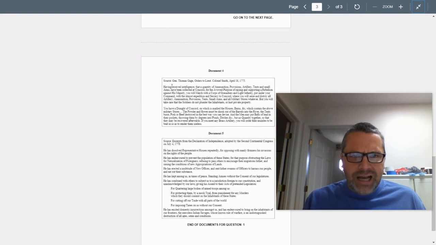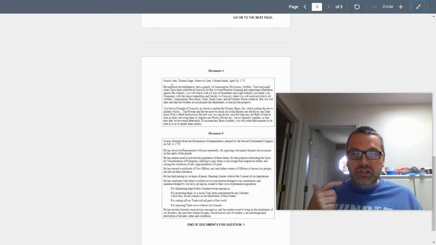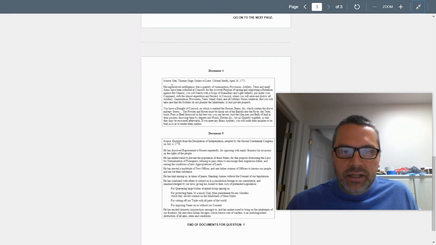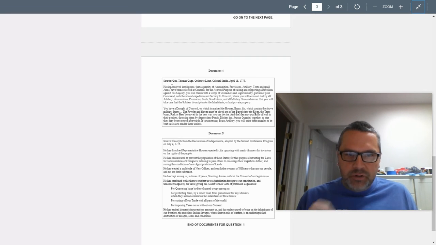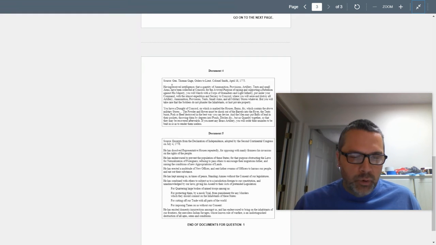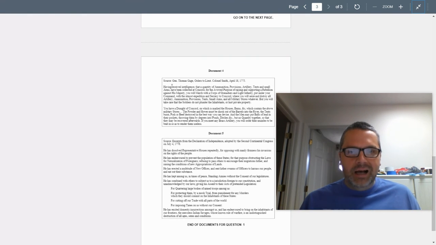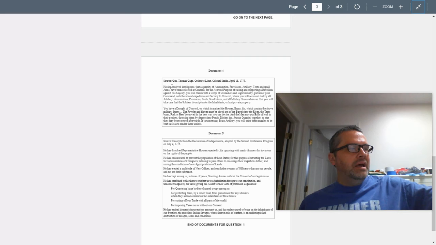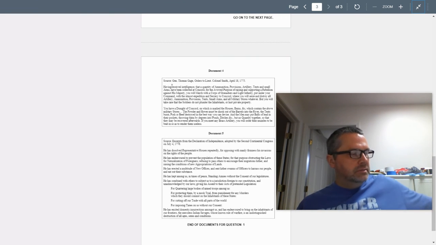Then you have General Thomas Gage. The context knowledge is good to know: who Thomas Gage is, what side he's on. Is he for the colonists? Is he for the British? But if you start to look at the document right away, you figure out that he's for the British. What event are they talking about? They're talking about arms at Concord. The context knowledge is good there. And then with document 5, having read the Declaration of Independence, you should know what it is talking about.